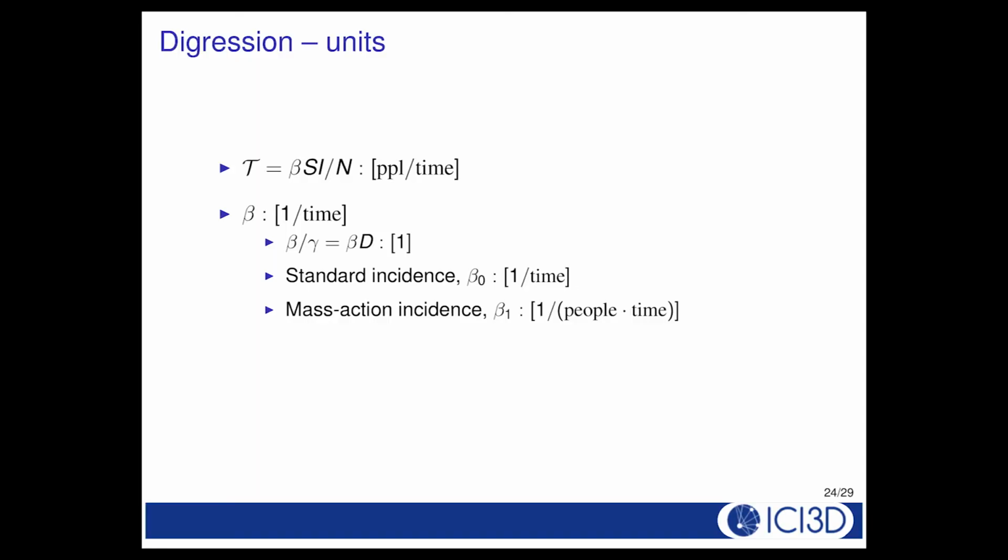And our standard incidence beta 0 is 1 over time. If you're going to use mass action or something like it, it's worth remembering that beta 1 has kind of weird units. And you should really be carrying those units around and thinking, well, at the very least explain them to people, but also think about what they mean to you.